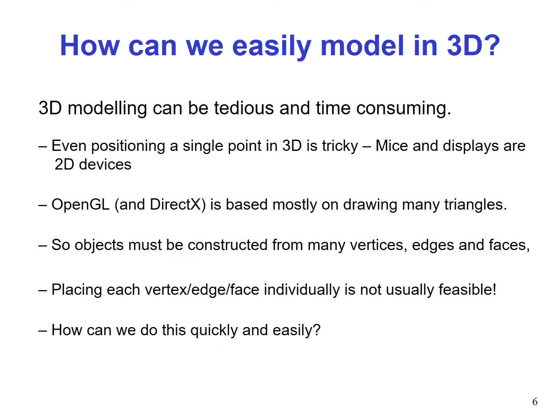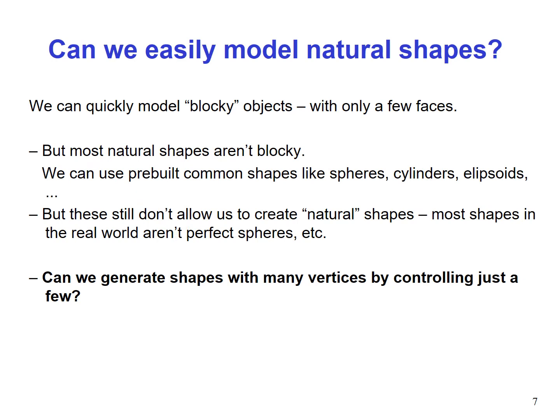How can we easily model in 3D? 3D modeling can be tedious and time consuming. Even positioning a single point in 3D is tricky. Mice and displays are 2D devices, and using 2D devices to put a point in 3D is a tricky process. OpenGL is based mostly on drawing many triangles, and it is very time consuming to draw these triangles from scratch, and you may not still end up with the desired shape of the object. Placing each triangle individually is clearly not feasible. So how can we quickly and easily model 3D objects?